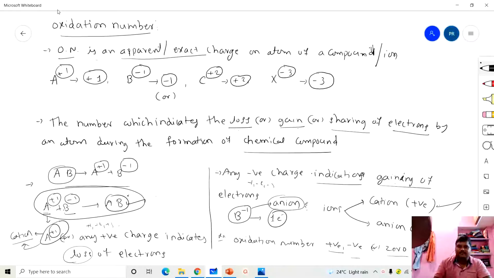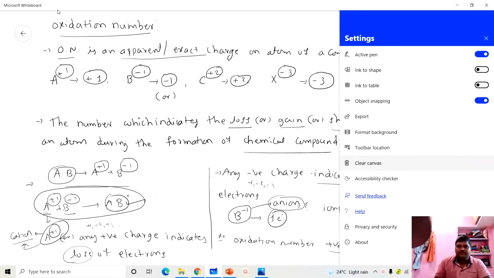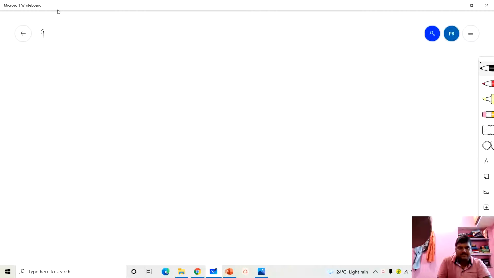Next, another one. I think all of you are clear on this one. Next, determination of oxidation number. How can we determine the oxidation number? First rule.